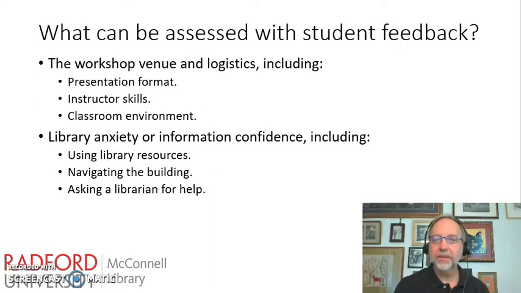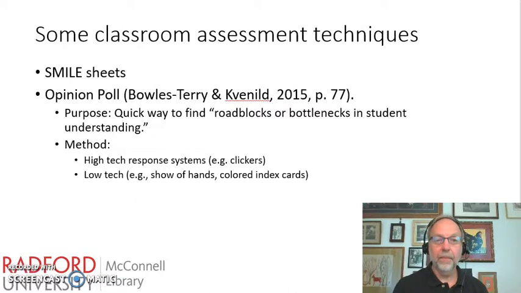What can be assessed with student feedback? Well, you can assess things like the workshop venue and logistics, which includes things such as the presentation format, the instructor skills, and the classroom environment. Library anxiety or information confidence can be assessed as well, and this includes things like comfort using the library resources, navigating the building, or asking a librarian for help.